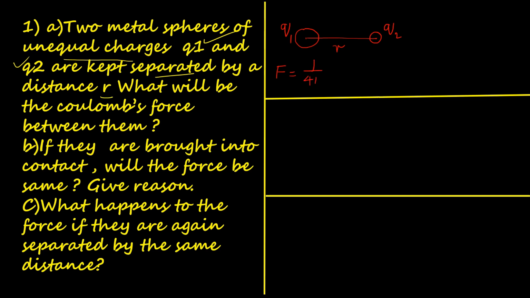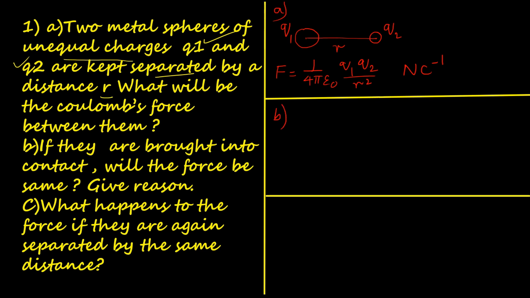F is equal to 1 by 4 pi epsilon naught Q1 Q2 by r square. What is the unit? Newton. We can imagine Q1 is stronger and Q2 is weaker. So Q1 pushes Q2 away. So we have done section A.